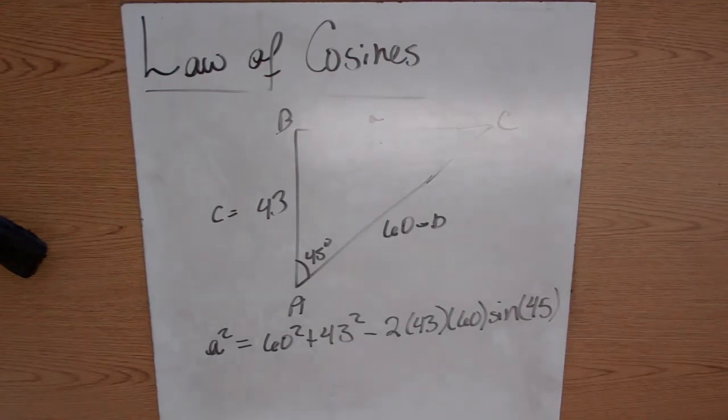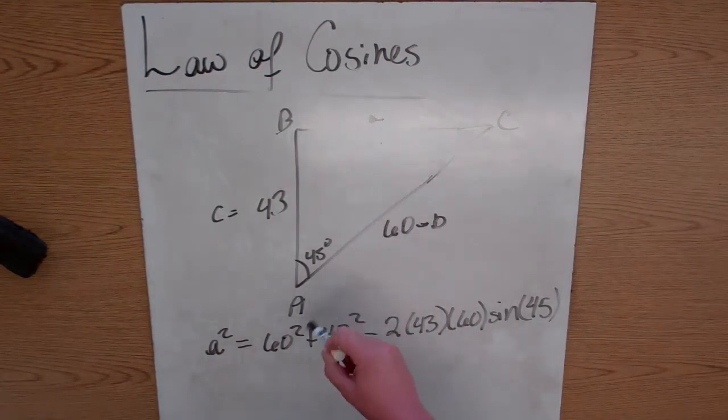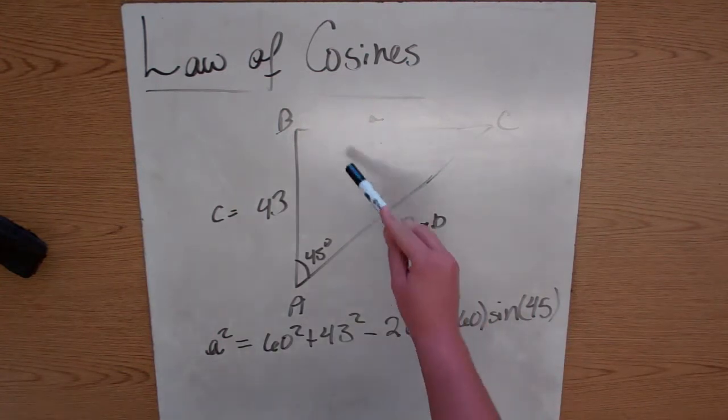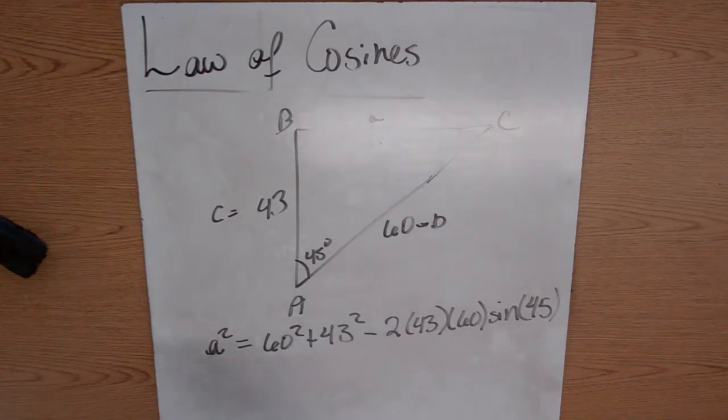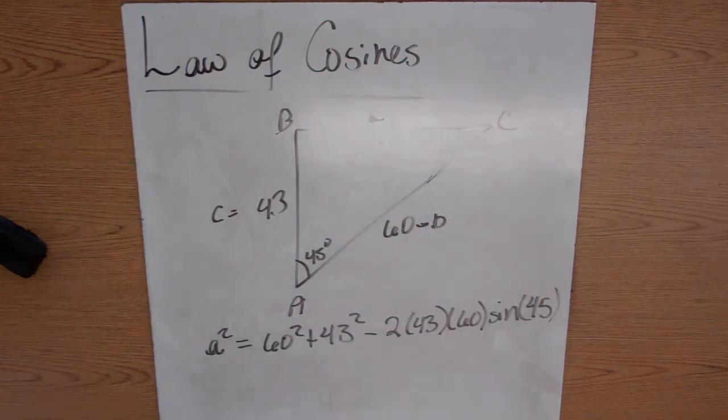Alright, I'm not going to spend the time to do this because this is just like the other example. But the important thing to remember is if you're looking for either little a or big A, you use the A squared formula. A squared equals the rest of it. If you're looking for big B or little b, you use the B squared equals. And if you're looking for little c or big C, you use C squared equals. Alright, so that's pretty much the law of cosines. I think y'all can get it from there.